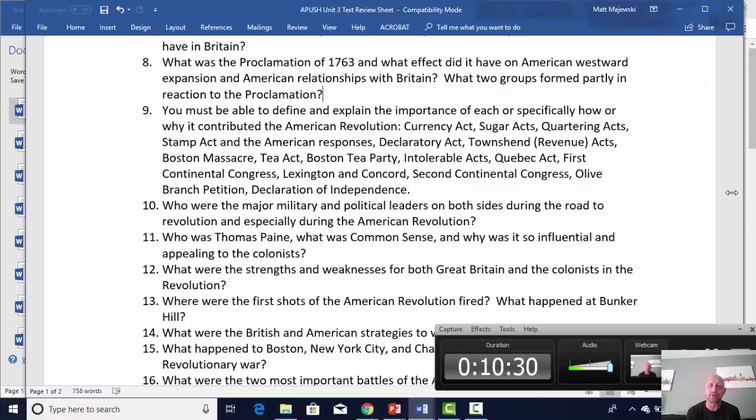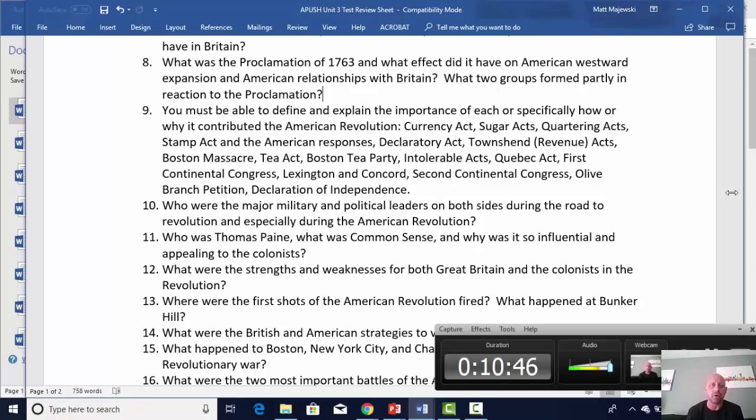Sugar Act is the first act imposed on the colonists by Britain. It, remember, added taxes to molasses and sugar. It didn't affect a lot of folks. It only really affected merchants that were bringing those goods into the colonies.